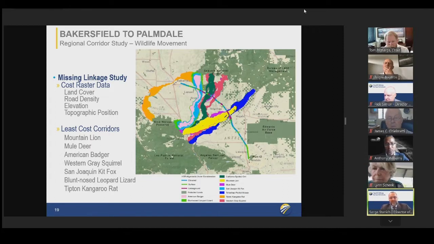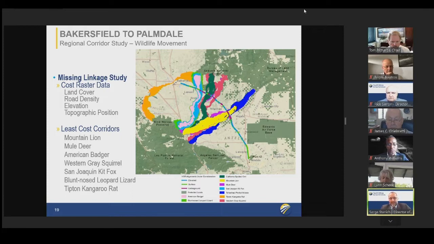So I want to expand on the scientific basis that we used to evaluate wildlife movement and then how we work to protect that with our crossing structures or our design. Our team used GIS, geographic information systems, to develop a map identifying, with multiple model species, including mountain lion, mule deer, American badger, western gray squirrel, San Joaquin kit fox, blunt-nosed leopard lizard, and Tipton kangaroo rat, areas that would be preferential or primary habitat corridor areas that they would use.